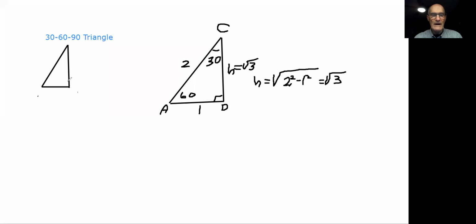I have my right angle here, I have my 60-degree angle here, and I have my 30-degree angle up here at the top. So this is my 30-degree angle. This side is 2. This side is 1. And this side is the square root of 3.